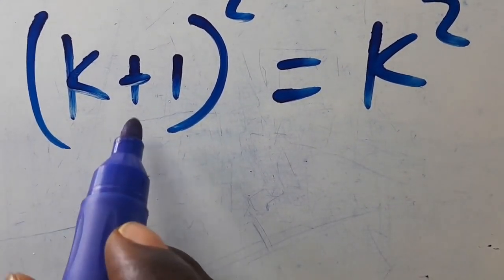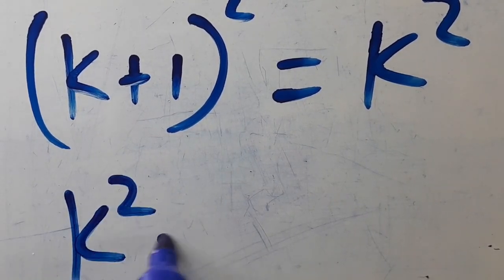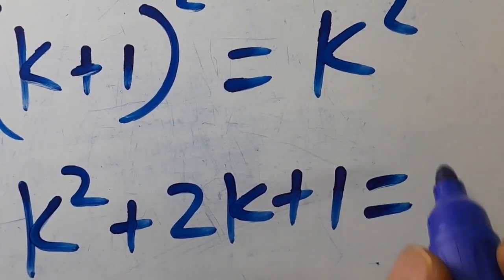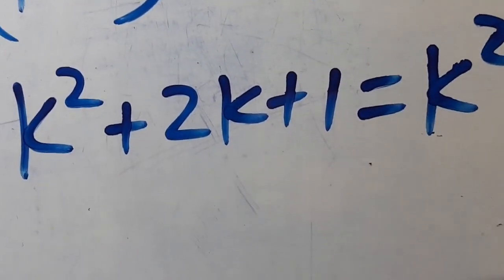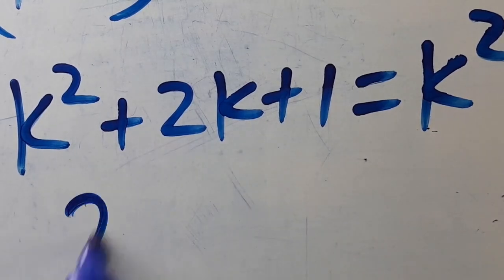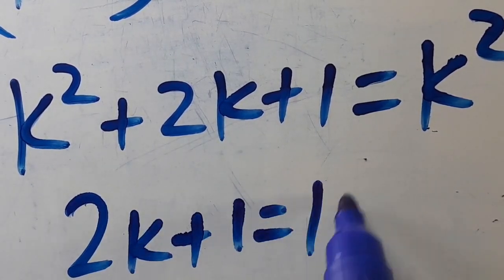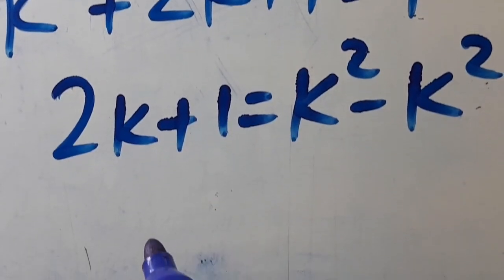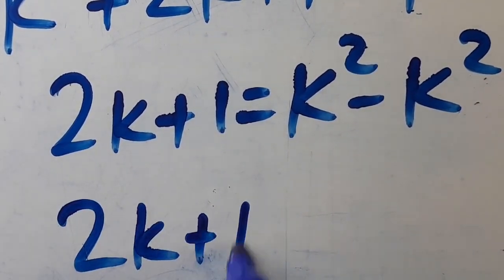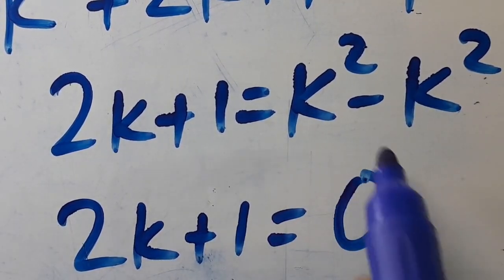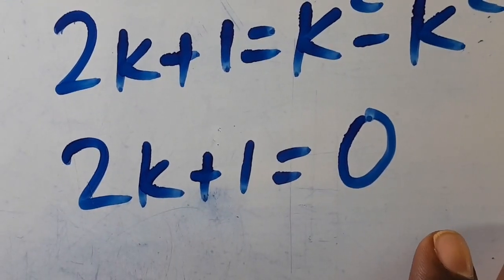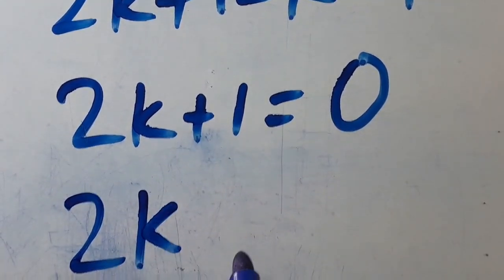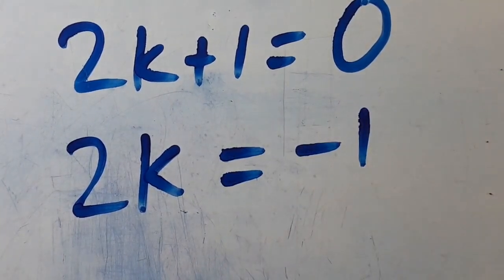Then from here, when you open this expansion, we are going to have k squared plus 2k plus 1 equals k squared. Then let's take this to the other side. We have 2k plus 1 equals k squared minus k squared, so we are going to have 2k plus 1 equals 0. k squared minus k squared equals 0. Then from here, we have 2k. Taking this 1 to the other side, it becomes minus 1.